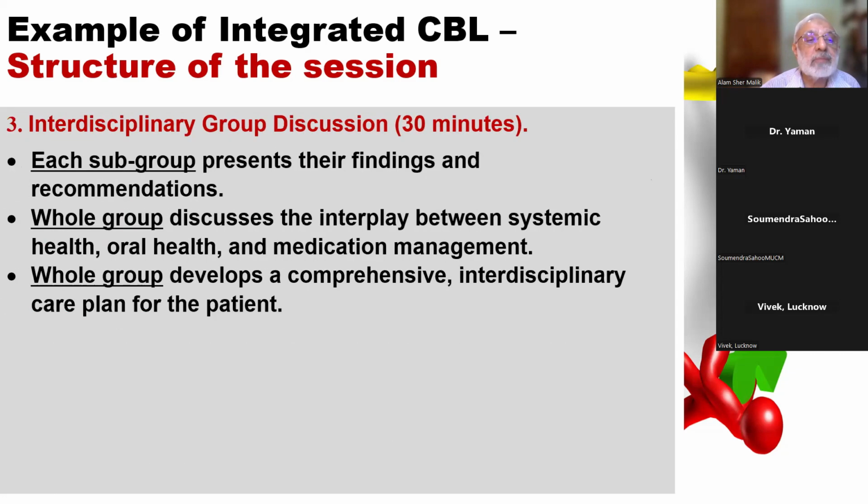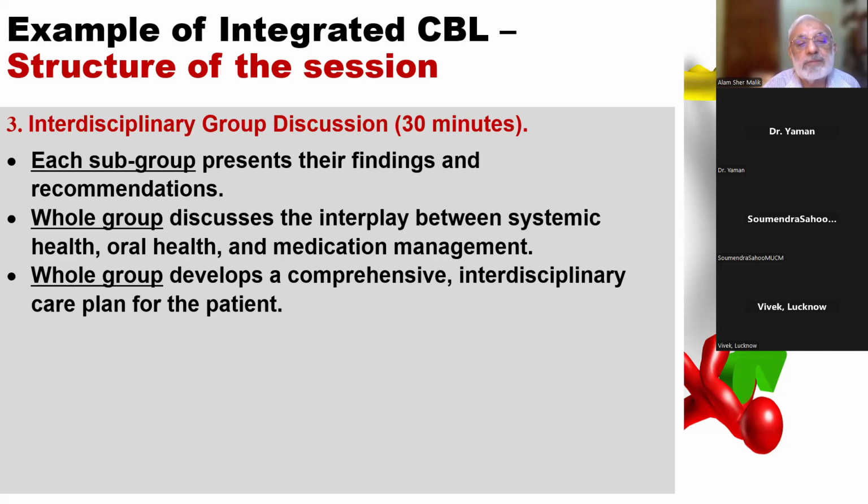Then they come back, and all three groups sit together. First, each subgroup presents their findings and recommendations. Then the whole group discusses the interplay between systemic health, oral health, and medication management.